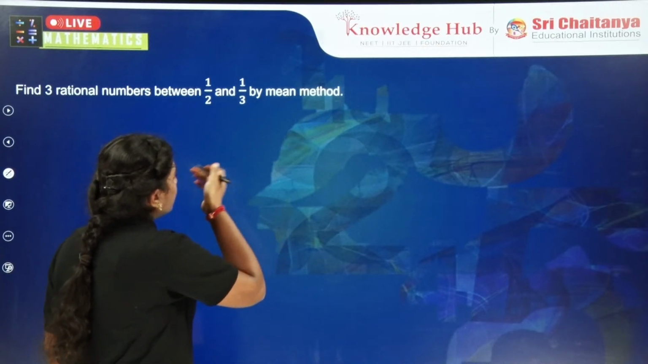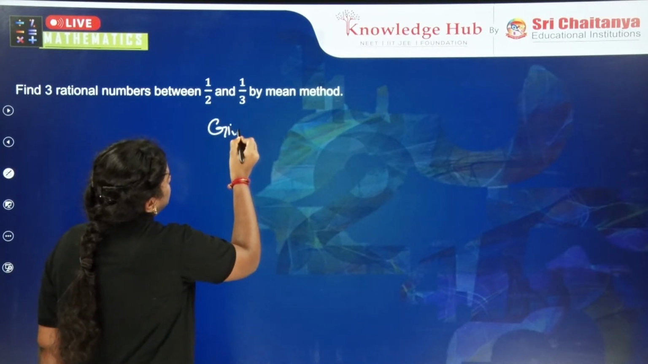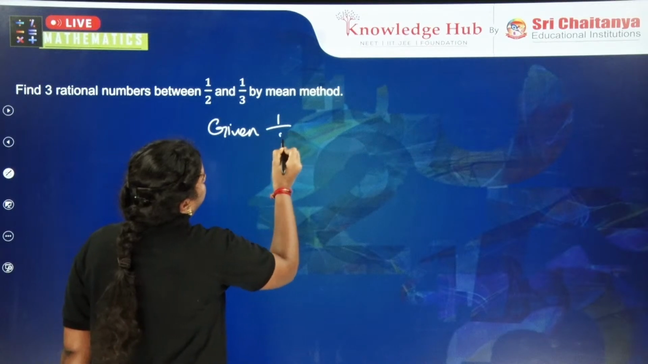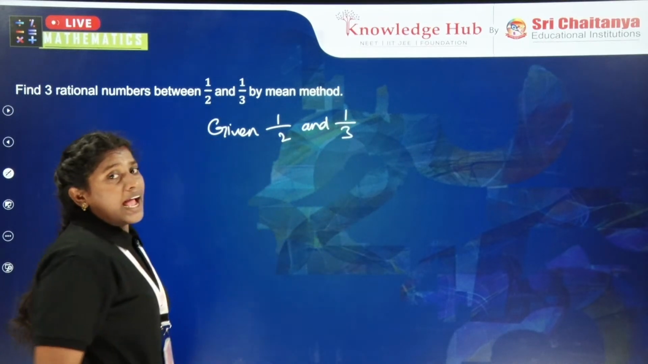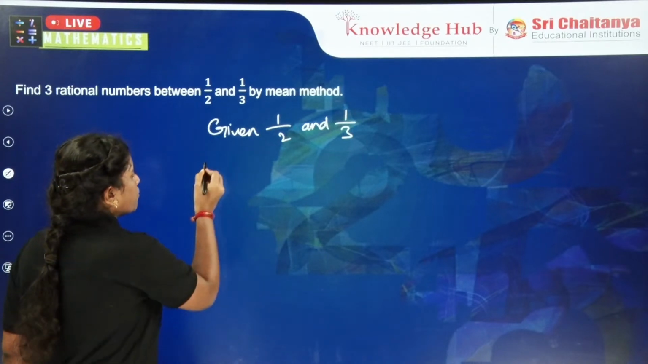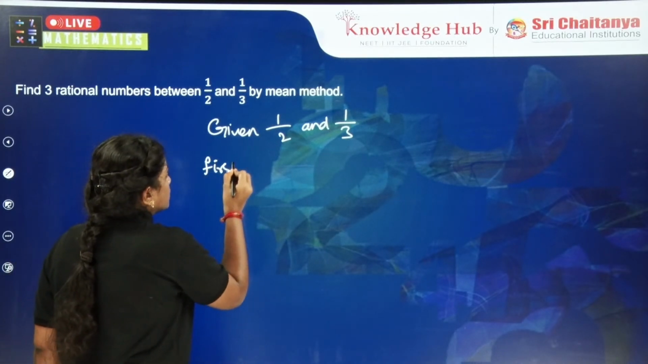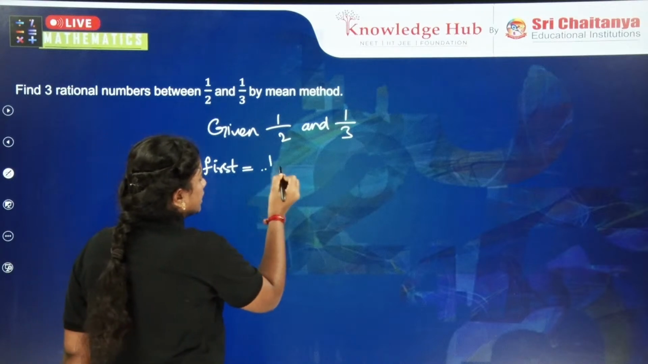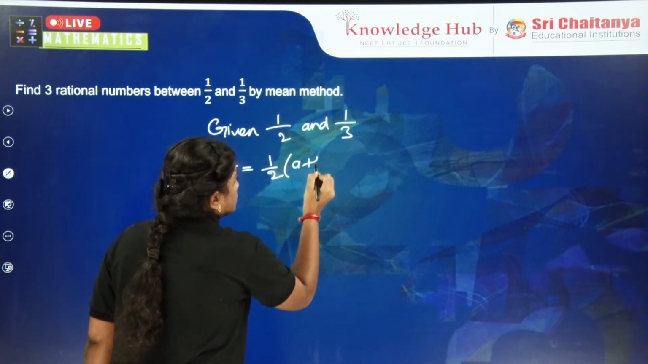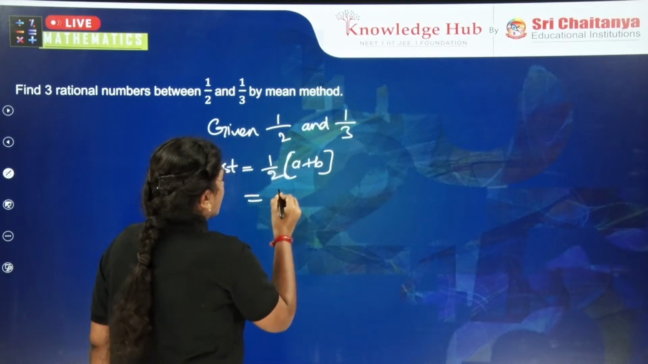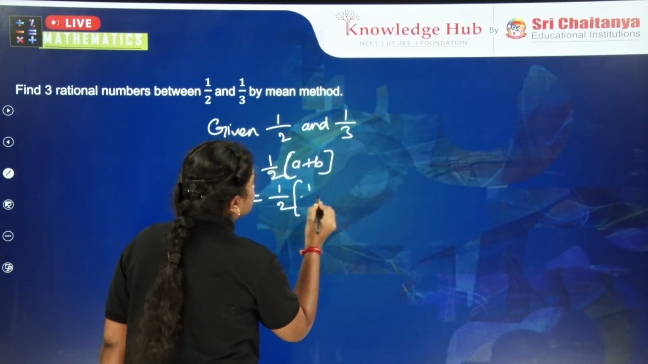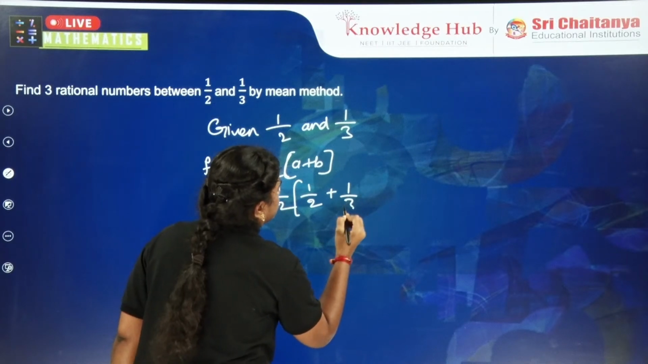So first of all, we are going to take 1 by 2. So the given rational numbers are 1 by 2 and 1 by 3. Okay, I need to find 3 rational numbers. So how can we find the first one? The first one can be found by taking the average of a plus b. So that is half of a plus b. So it will become half of 1 by 2 plus 1 by 3.